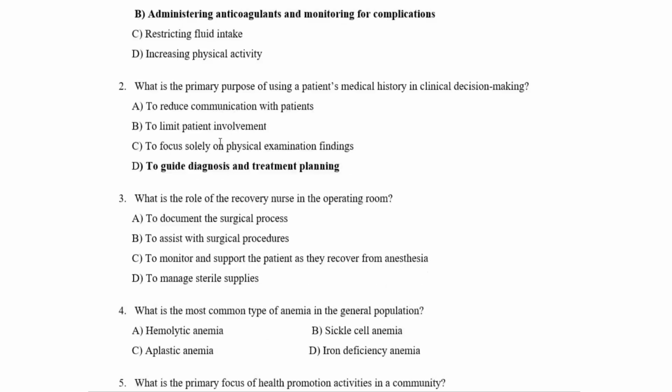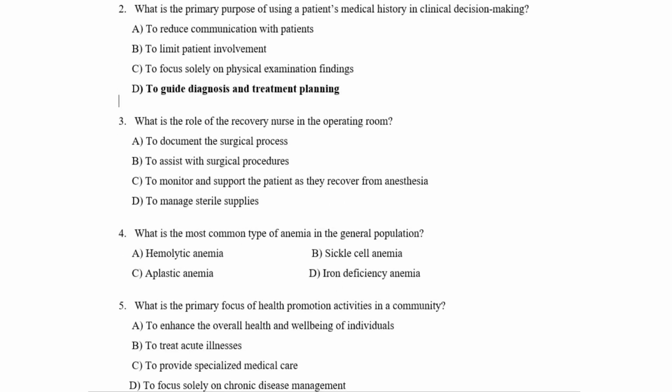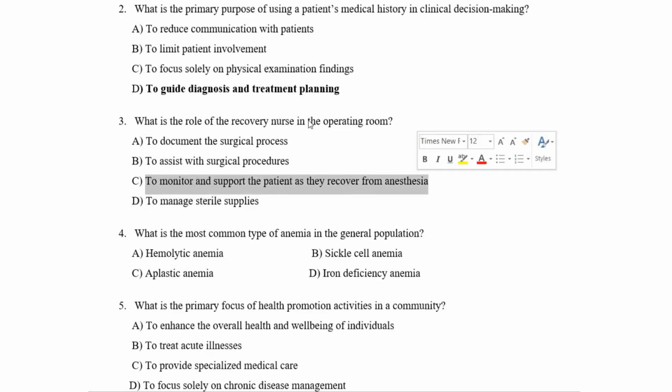Well, त्यसैगरी हामी क्वेशन नम्बर 3 मा हेरौं त। What is the role of the recovery nurse in the operating room? Option A मा रहेछ, to document the surgical process. Option B मा रहेछ, to assist with surgical procedures. Option C मा रहेछ, to monitor and support the patient as they recover from anesthesia. Option D मा रहेछ, to manage sterile supplies. यसको सही उत्तर हो अप्सन सी, to monitor and support the patient as they recover from anesthesia.